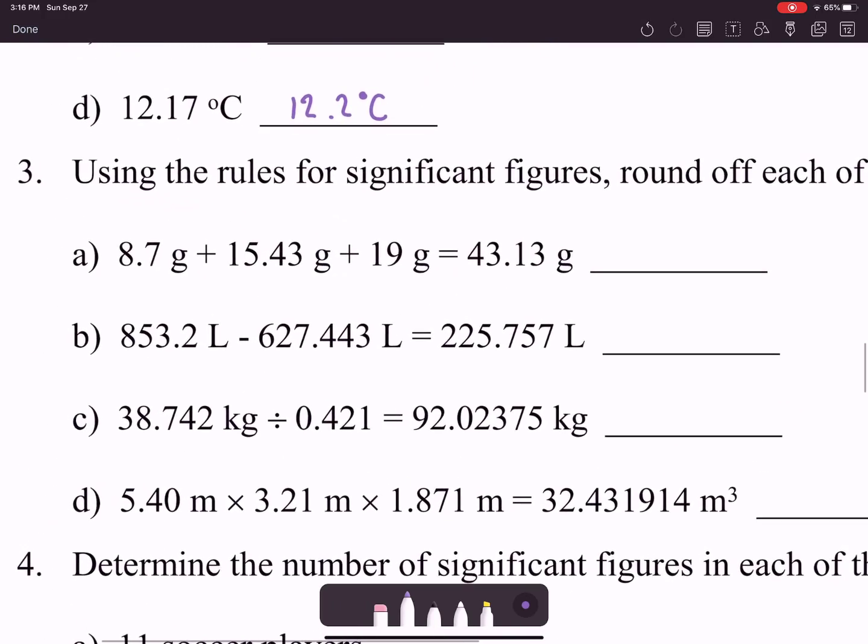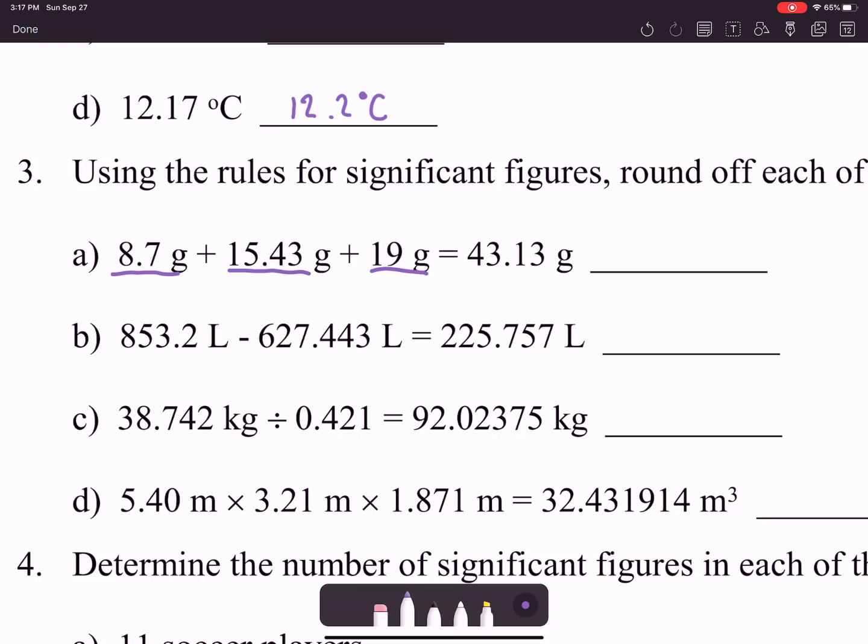Using the rules for significant figures, round off each of the following answers correctly. Okay, so they've already done the math for us. We just need to round the answers correctly. So our adding rules tell us that we go to the decimal place that goes into the calculation, we go to the least precise decimal place.